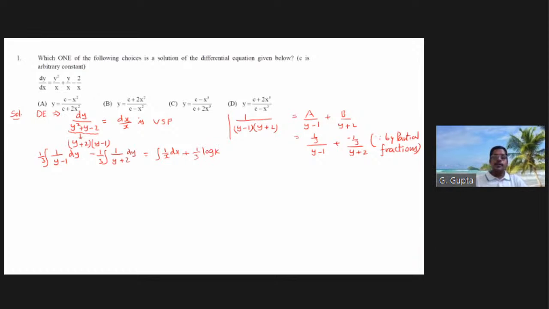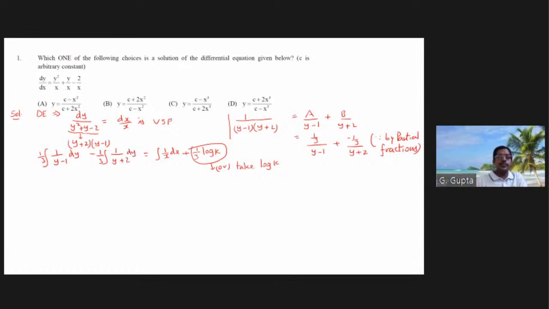Or take log k. Log k means basic logarithm. Because all these are integrated, after integration you will be getting logarithms. That's why instead of a constant I took log k. Why? Because using properties of logarithms we can eliminate the logarithm. But no option contains a logarithm, that's why I took log k or 1 by 3 log k.